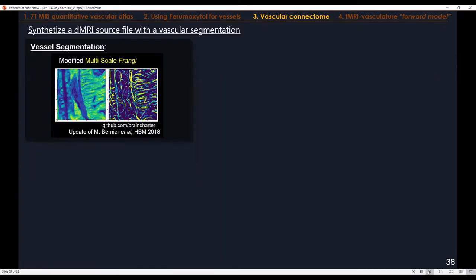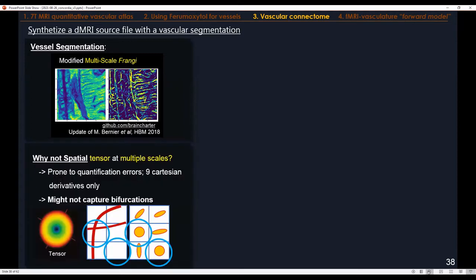In order to do this, we need to basically trick the dMRI track reconstruction algorithm so that it thinks that we're feeding it a dMRI file. For this, we need to model the different directions of the vessels, but it's not a simple task. Intuitively, we could use a spatial tensor to represent the direction at every point of the vessel. We can use this because the segmentation is based on a Frangi analysis.